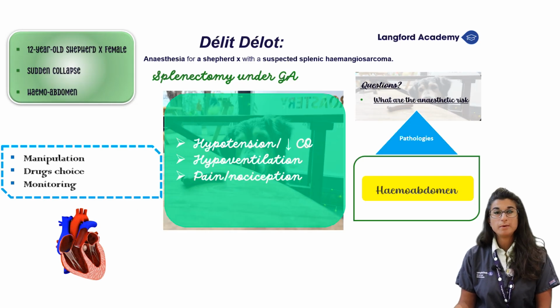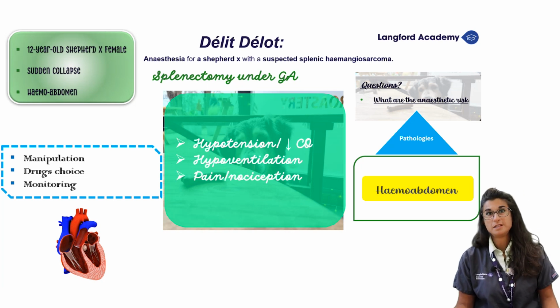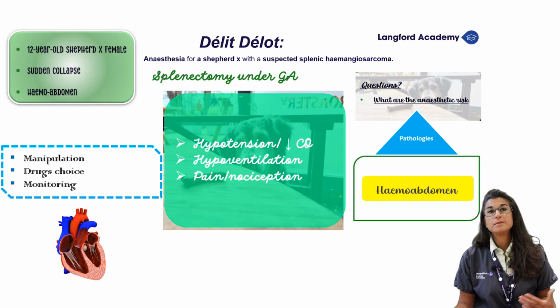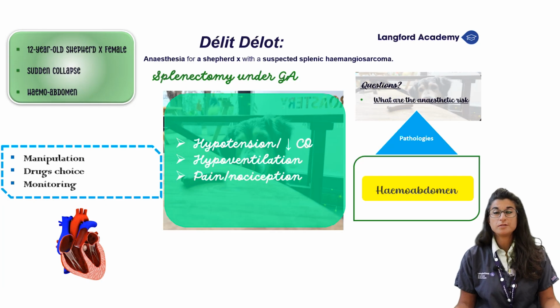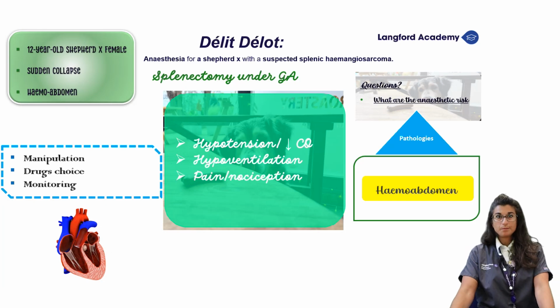Because she's got a haemoabdomen, she's at high risk of hypotension, and she was already hypotensive before you start the GA, which means that the cardiac output could be massively decreased. She's also at high risk of hypoventilation because of the volume in the abdomen pushing against the diaphragm. She might display pain or nociception during the surgery because of the abdomen being distended by the volume. Also, at the moment, she's not displaying any need for analgesia rescue.